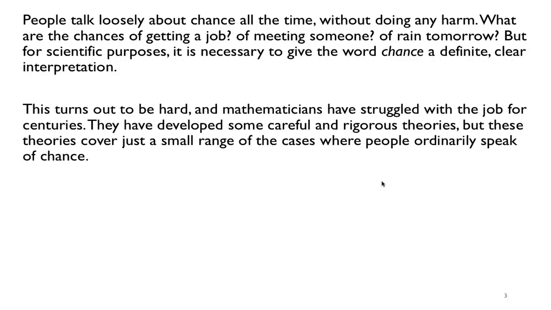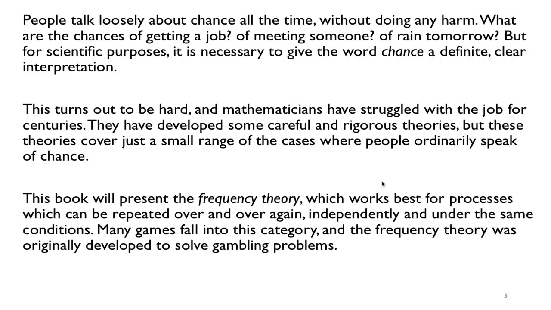So it turns out this is actually a tricky question, because mathematicians have struggled for a long time to define this theory in a rigorous way. In this book we're going to talk about probability in the context of frequency theory, which works best for processes where you repeat some event over and over again, independently, under the same conditions, and we want to know how often that event can show up. Many games fall into this category, for example, gambling games.